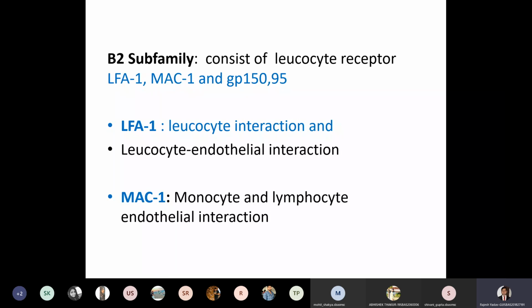Maybe GP, so let's check GP once, GP150. Normally it may be glycoprotein antigen GP150. We can check it also. I think it is GP150 because this macrophage has a glycoprotein linked receptor present, so it may be GP150 or 95.